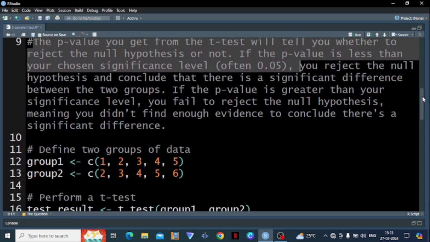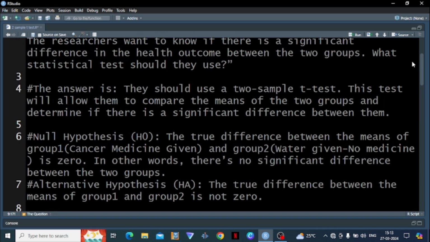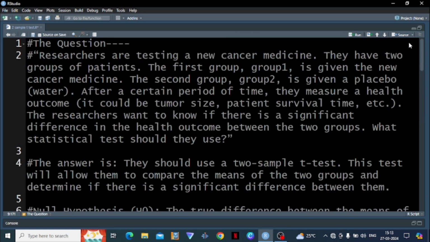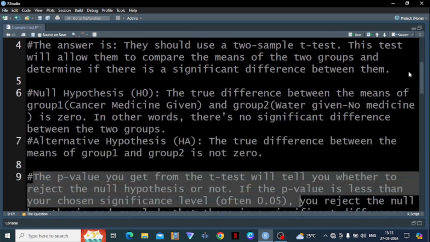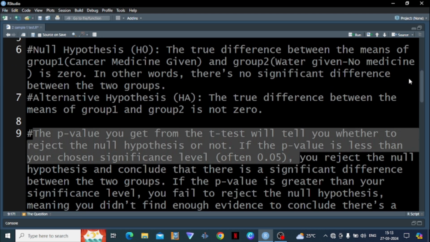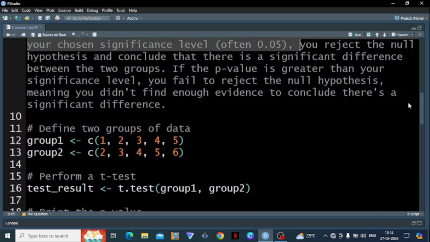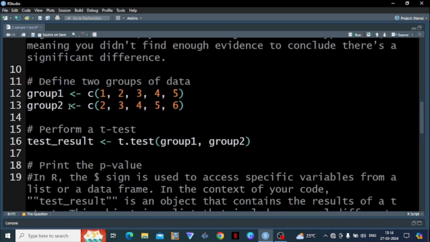So let us see all these things which are in hash. It is a comment. We are in R Studio, but I have made it as a comment. I did this because I can save this file and put the link in our YouTube comments, from where you can download this file from GitHub for practicing. So let us define the two groups, group 1 and group 2.